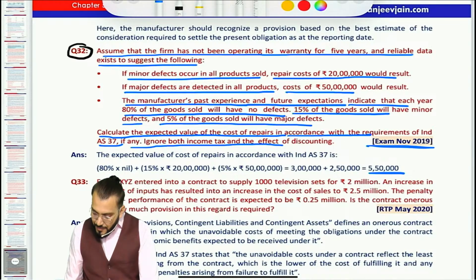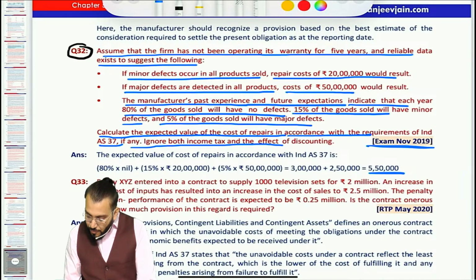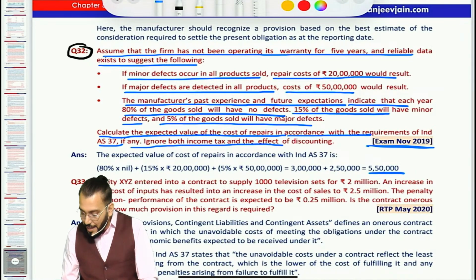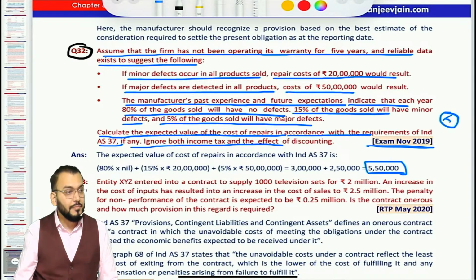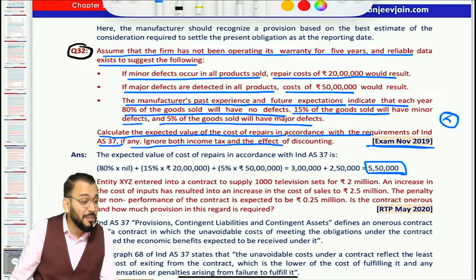What you have done: for no defect, 80% is zero. Then 15% of 20 lakh, plus 5% of 50 lakh. What amount is coming? 5 lakh 50,000. This becomes the amount of provision. A 5 marks question was asked in exam. 5 marks question. Free marks.